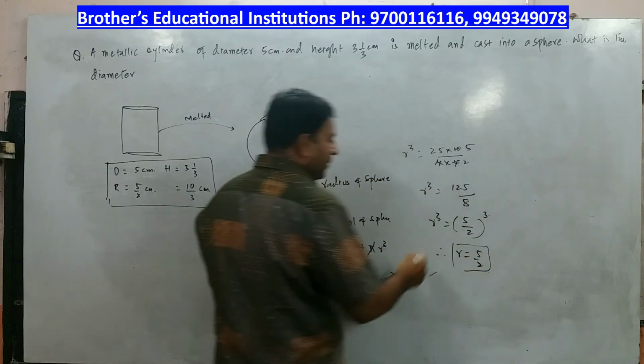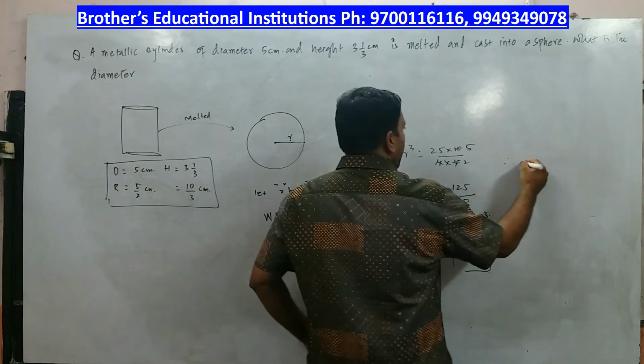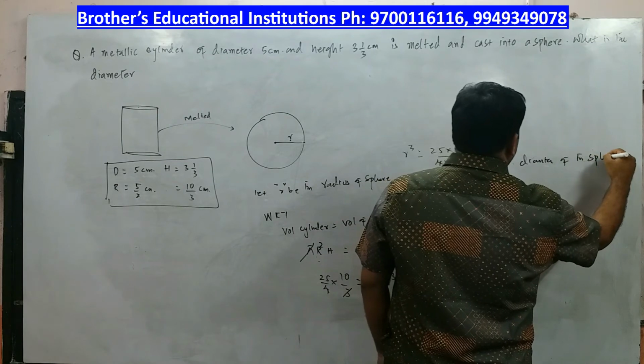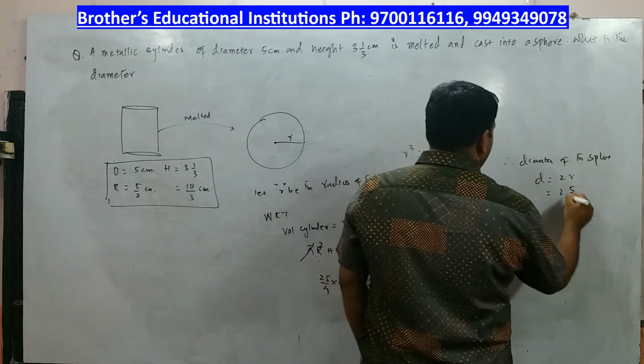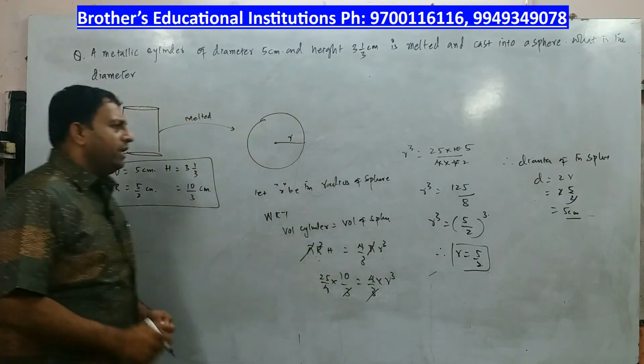But we are not expected to find the radius. He is asking us the diameter. So therefore the diameter of the sphere is d is equal to 2 times radius, 2 times 5 by 2, 2 cancel, 5 centimeters. So it's very easy and interesting.